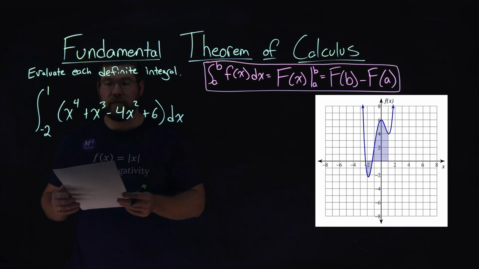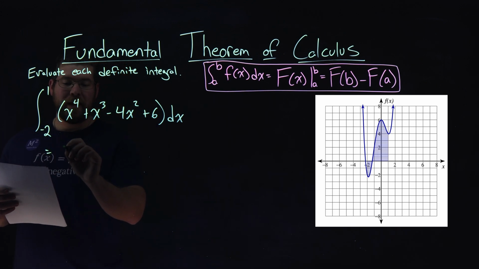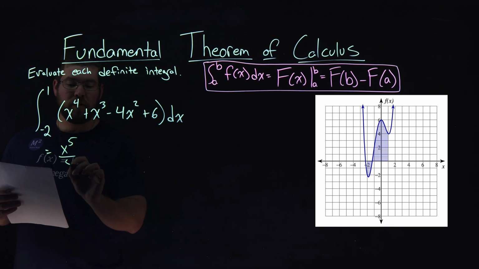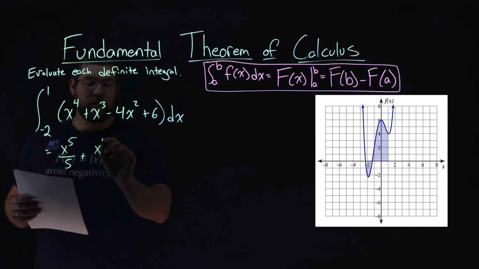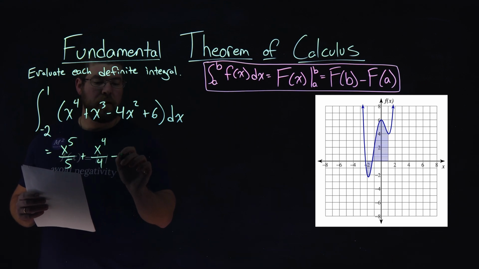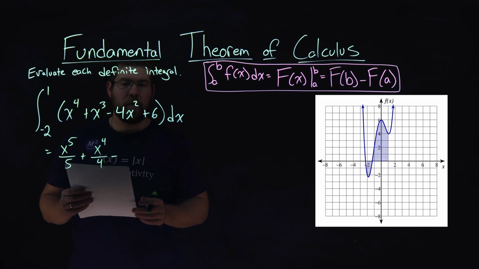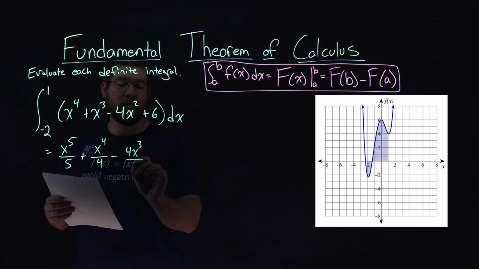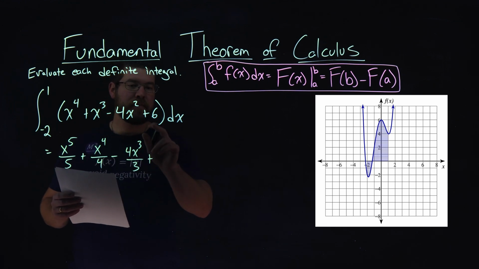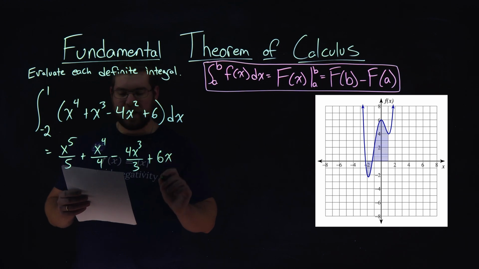What's the integral of x to the fourth power? That's going to be x to the fifth over 5. Same thing applies here. x to the third power is x to the fourth over 4. Minus, here, the integral of 4x squared is going to be 4x to the third over 3, plus here 6 is going to be 6x.